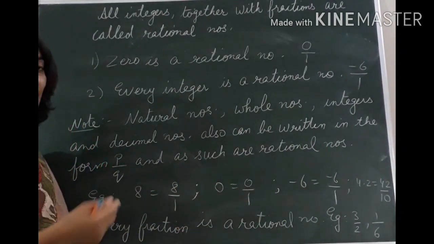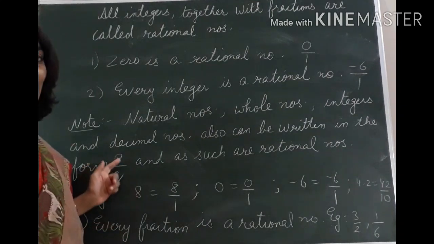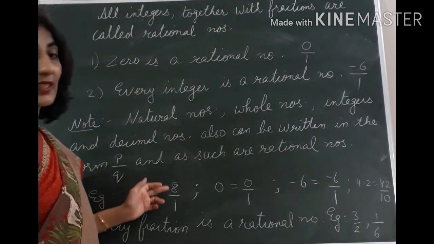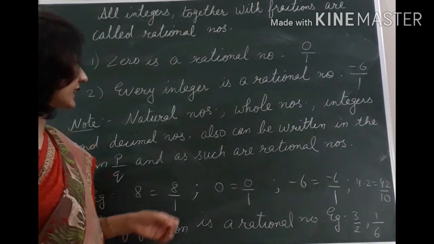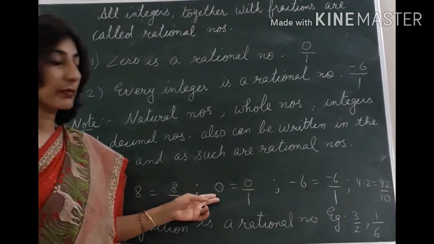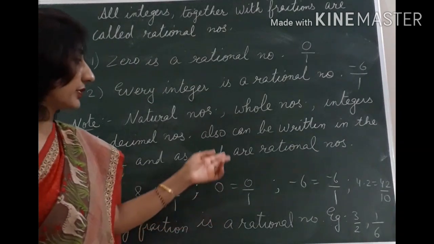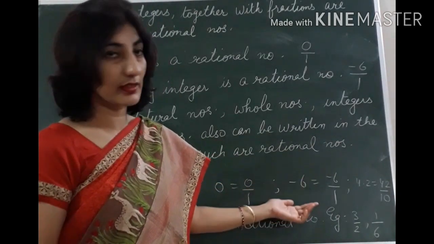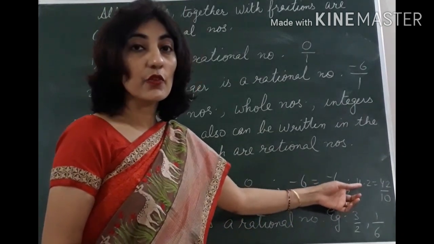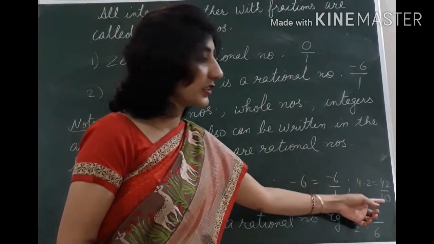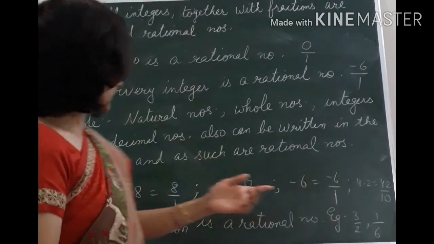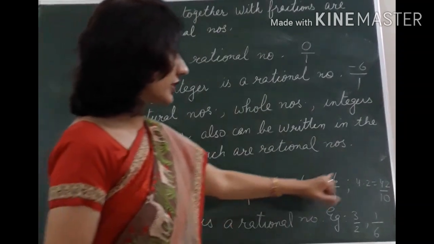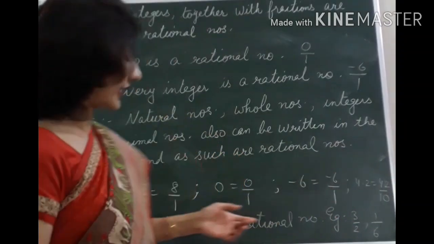They are because they can be written in the form p by q, numerator and denominator. For example, I have taken a whole number 8. It can be written as 8 upon 1. I have taken the number 0. It can be written in the form of p by q as 0 by 1. So it is a rational number. Then I have taken an integer minus 6. It can be written as minus 6 upon 1. So it is a rational number. Then I have taken a decimal 4.2. 4.2, if I remove the decimal, it will become 42 by 10. It is again a rational number. So all these numbers, that is a natural number, whole number, integer and decimals, we say they are rational numbers.